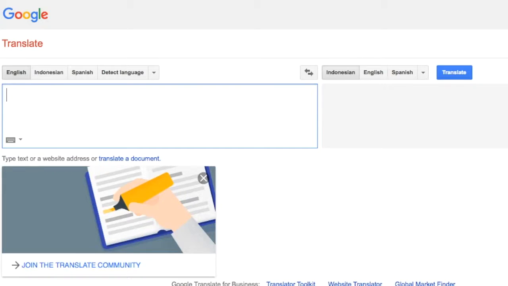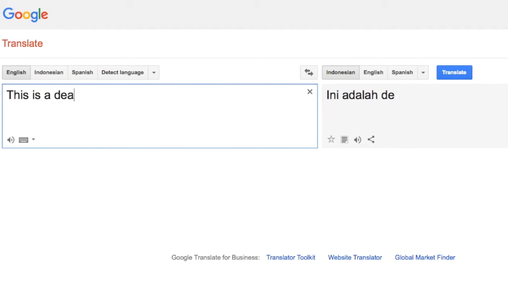Reason number 2 is adalah. So this is an Indonesian word that means something is something else, but it's very rarely used, and yet Google Translate frequently gives it back as a translation. So it's a dead giveaway if you've got adalah through your writing or your speech.